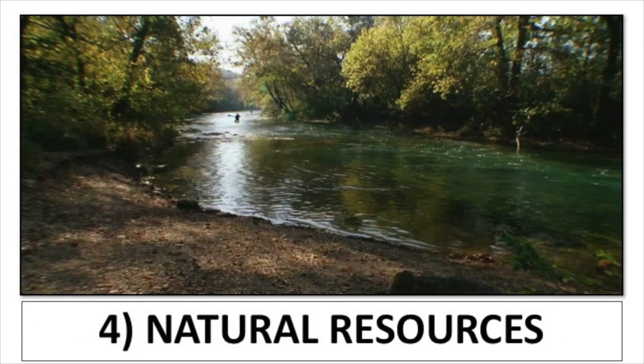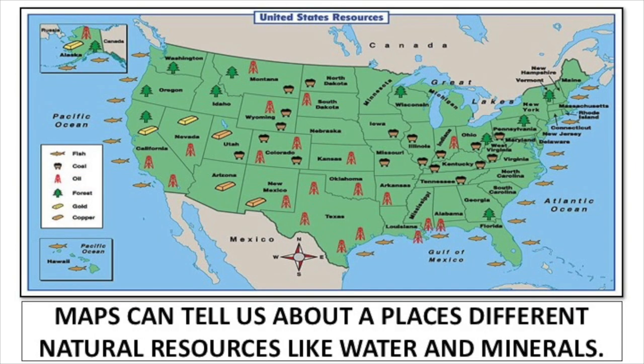Natural resources. So this is what we studied last lesson. Natural resources are the things we can see naturally, such as water, trees, and soil. They are three examples of natural resources in this picture. Maps can tell us about a place's different natural resources, like water and fish.